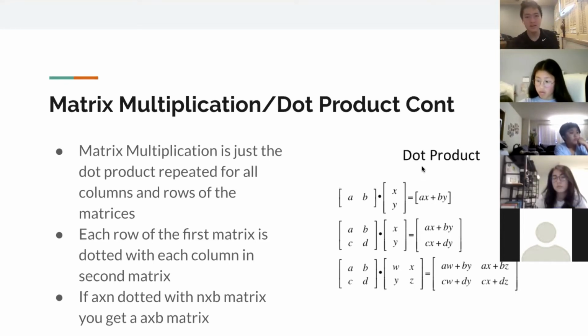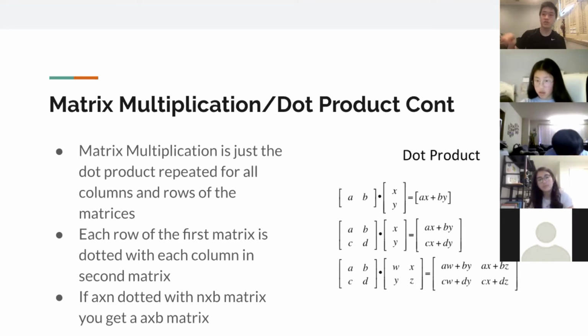So AB is 1 by 2, so 2 columns, and XY is 2 by 1, 2 rows, right? Same number of columns in the first matrix as the number of rows in the second, so you can dot those together. And what's the dot product? A times X plus B times Y, so AX plus BY. So the same number of columns in A, B, C, D as there are rows in XY.